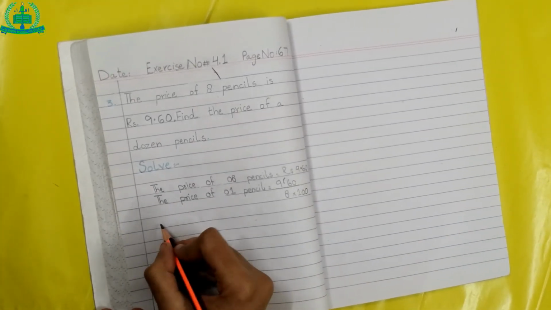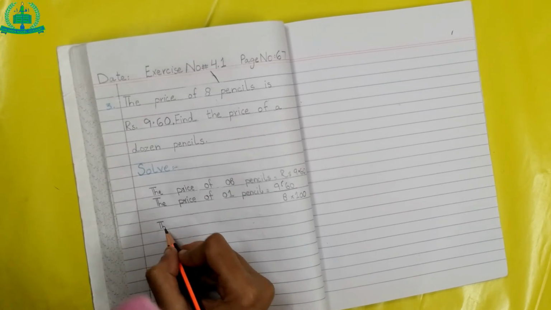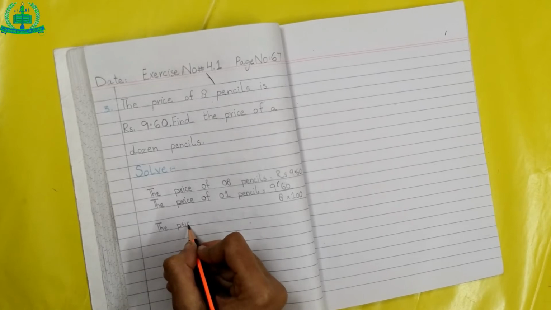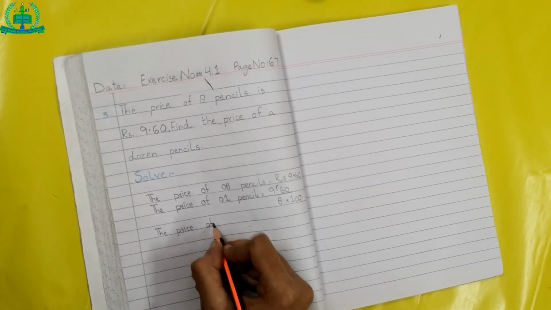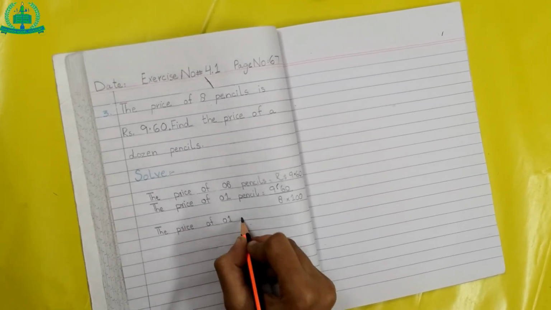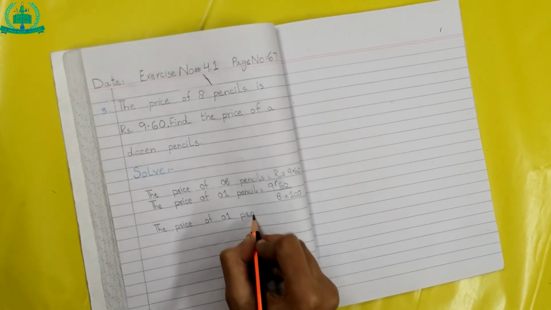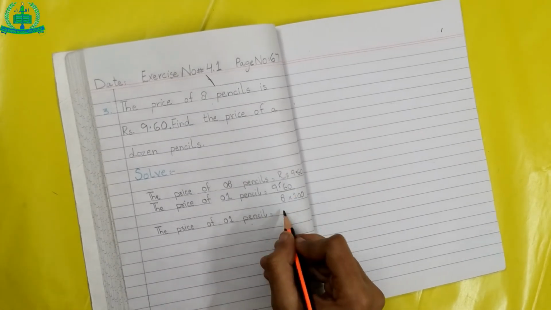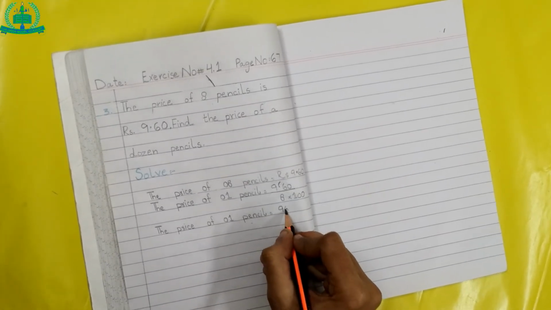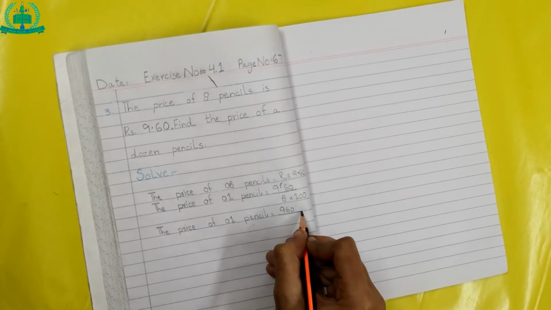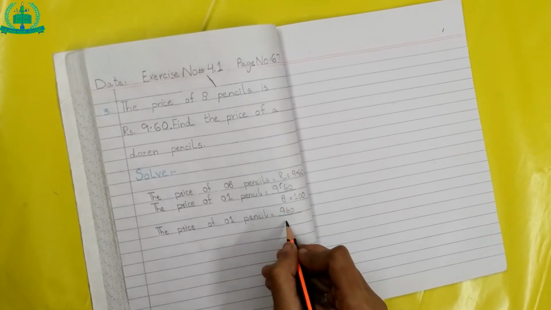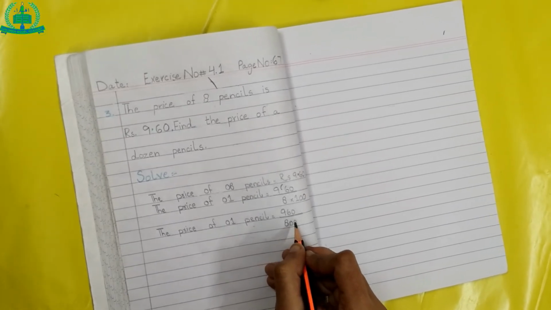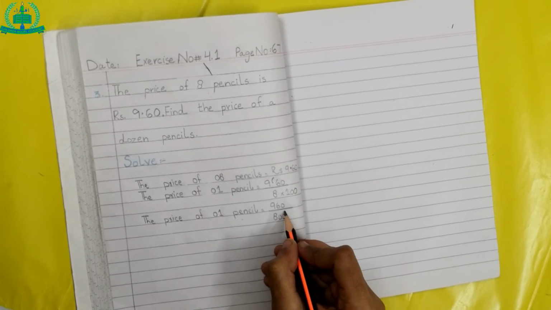Again we write the price of one pencil is equal to 9.60 become 960 upon 8 multiplied by 100 makes 800. Now we can do cancellation.